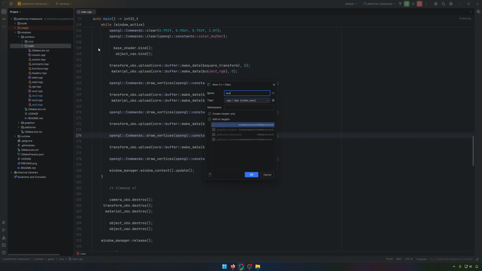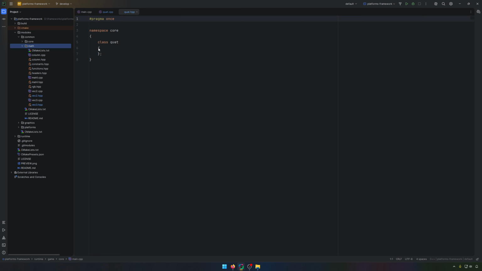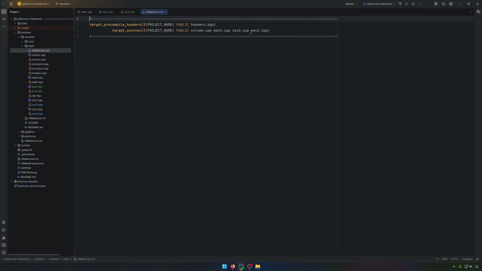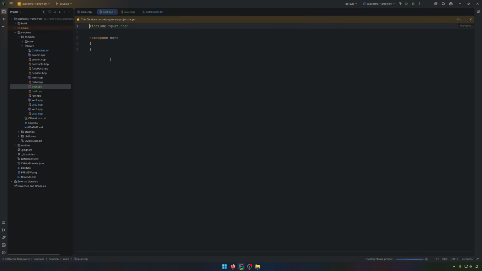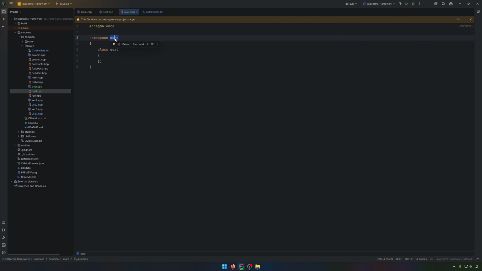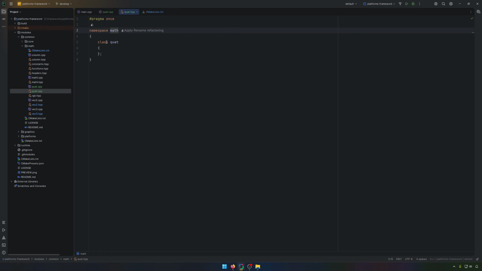I will name this Quaternion, or if you want, we can keep it short with Quat. Okay, because we have also vec, Quat, mat. So we'll keep this. Okay, first, of course, we need to make it available for our CMake compiler. And after that, we'll use the namespace mat. Okay, the same applies for the header.